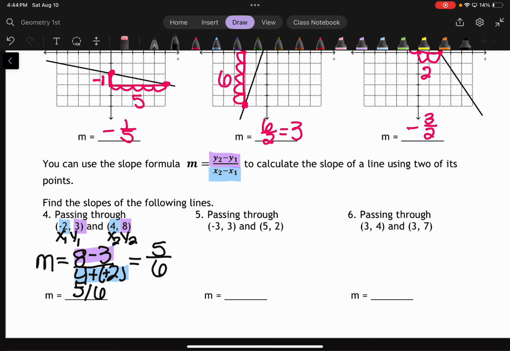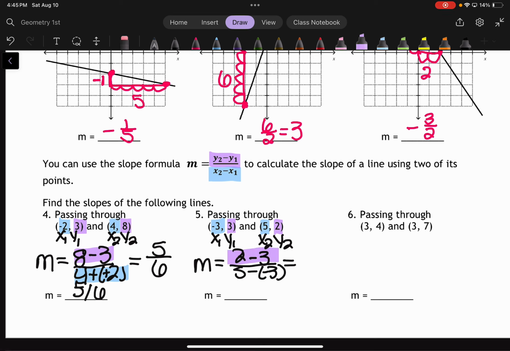The next one, again, we're going to do the same thing. On the top, we're going to subtract our y values. On the bottom, we're going to subtract our x values, and we start with the second point. So this one is our first point, x1, y1, and this one is our second point, x2, y2. So when we set this up, on the top we're going to do 2 minus 3, and on the bottom we're going to do 5 minus a -3 equals.